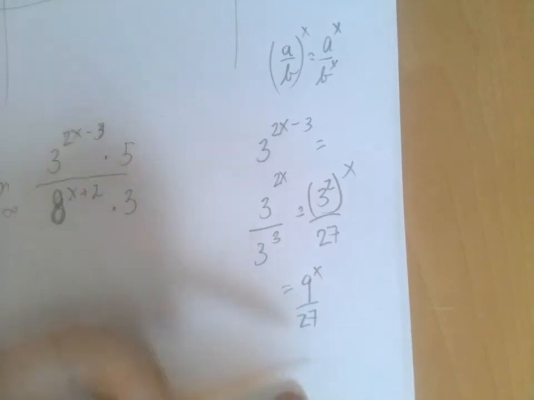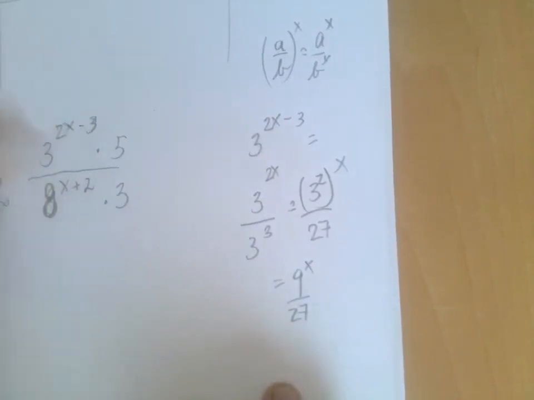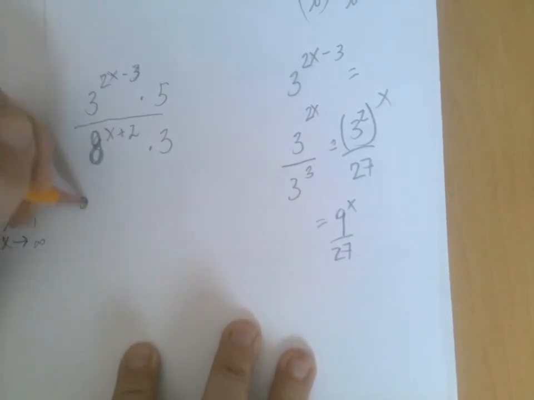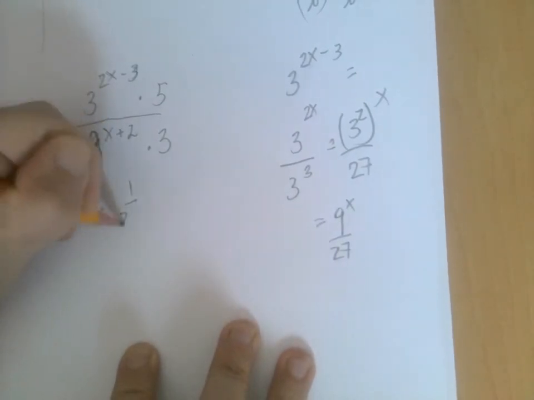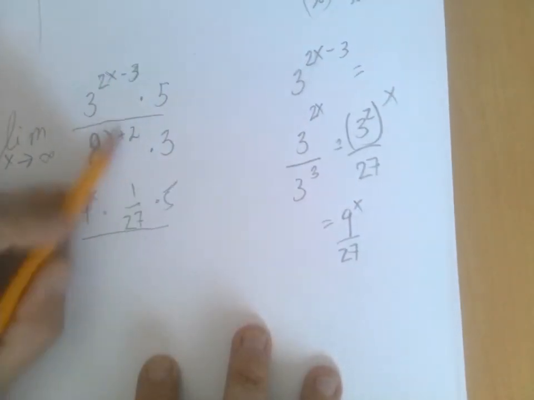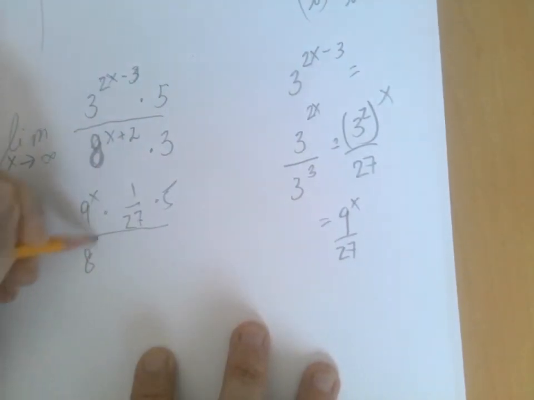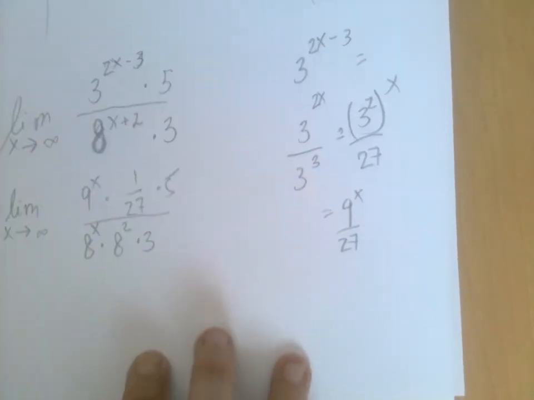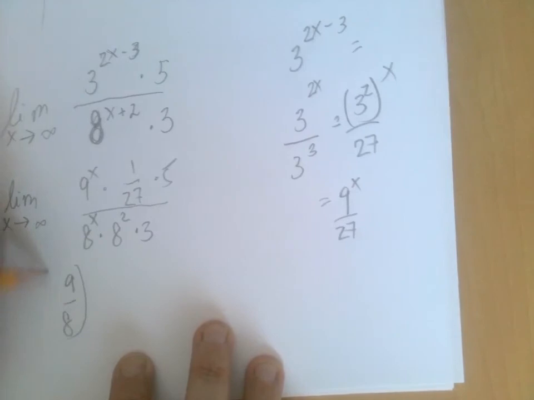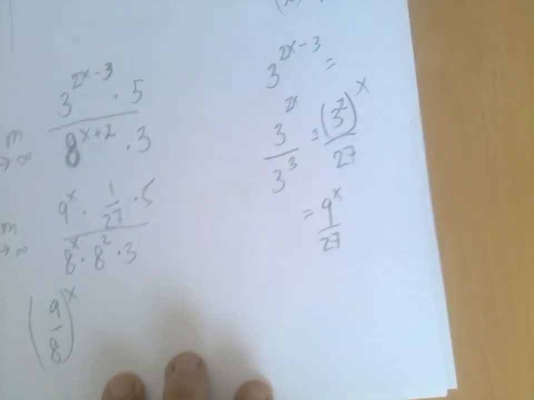Very soon you're not going to need to write anything. You're going to be able to peel off this extra fluff mentally without writing. So we're talking 9 to the x times 1 over 27 times 5 divided by, now this comes off as 8 to the x times 8 squared, right? So this is the drum roll part. We're basically looking at 9 over 8 to the x power.